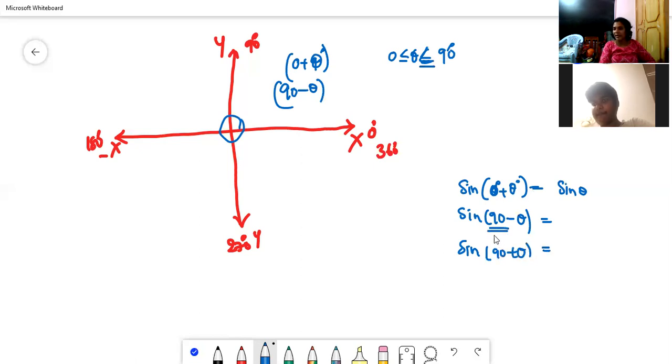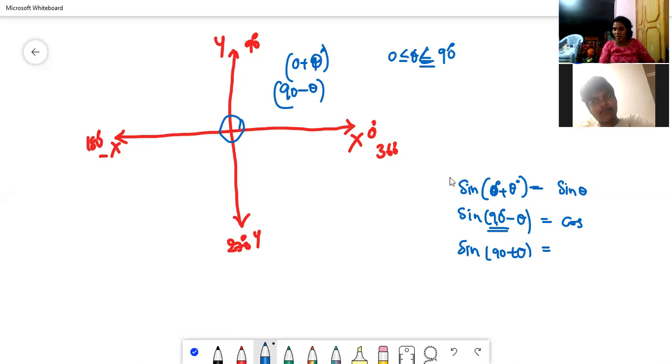90 is odd. If it is 90, 270 will come. 180 and 360 will come, that is even. 90 and 270 are odd. 9 is an odd number, 27 is an odd number. If 90 degrees or 270 degrees are there, then sine becomes cos.